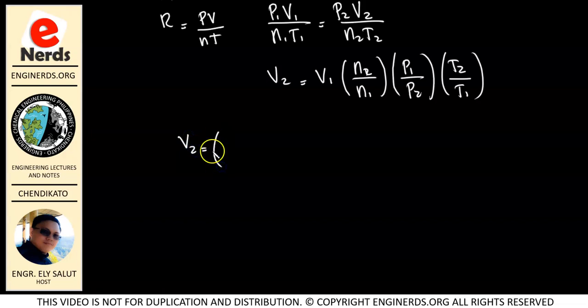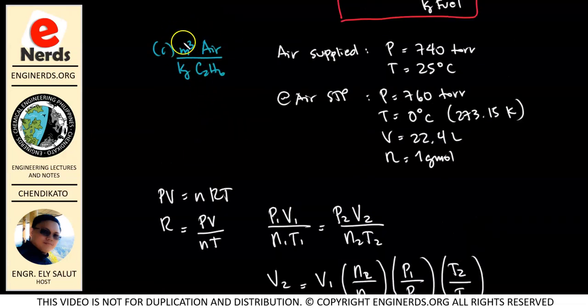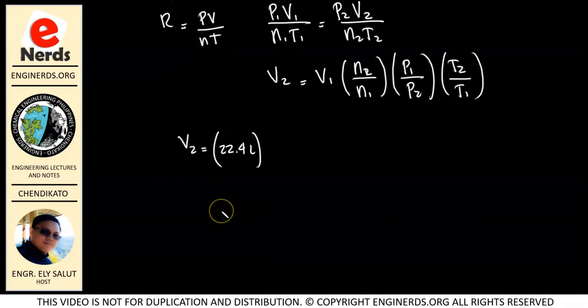Okay, V1, we know that our V1 is the volume of our gas at STP, so this is 22.4 liters, but we need to express that in cubic meter because the requirement in our question is in cubic meter of air. So let us convert this to cubic meter. So we have 1000 liter for every 1 cubic meter.